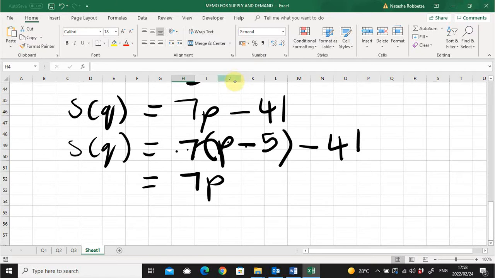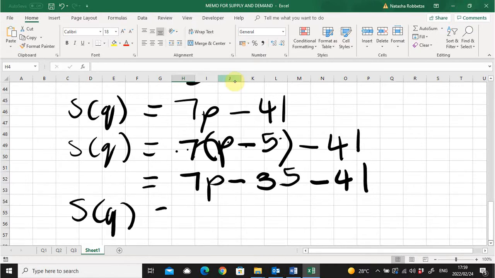And a plus and a minus will leave us mathematically with a minus. And 7 times 5 is 35, if my math isn't too bad. And then minus 41. So our new supply quantity will be 7p, and if we have 35 minus 41, we're going to have minus 76. So this is going to be our new supply if we have to pay tax.